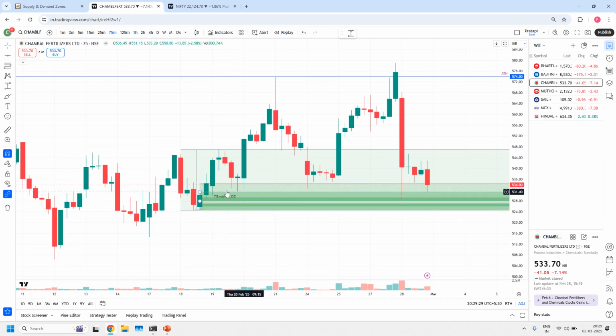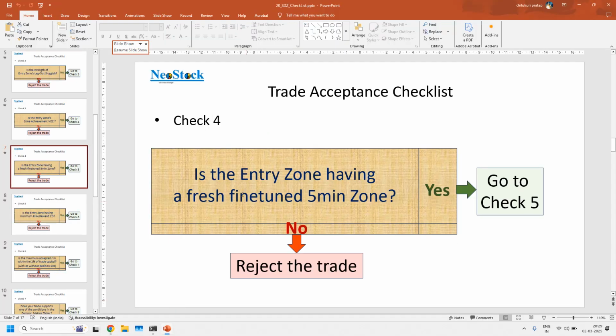And if you want to plan a trade in this zone, the zone should have a fine-tuned 5 minute zone. You may not be taking your trade at the fine-tuned 5 minute zone. You will be taking it at type 2 proximal of your 75 minute zone. But then why are we looking for these fine-tuned 5 minute zones? In the checklist you learned, look into the checklist. Is the entry zone having a fresh fine-tuned 5 minute zone? No. Reject the trade. Why?